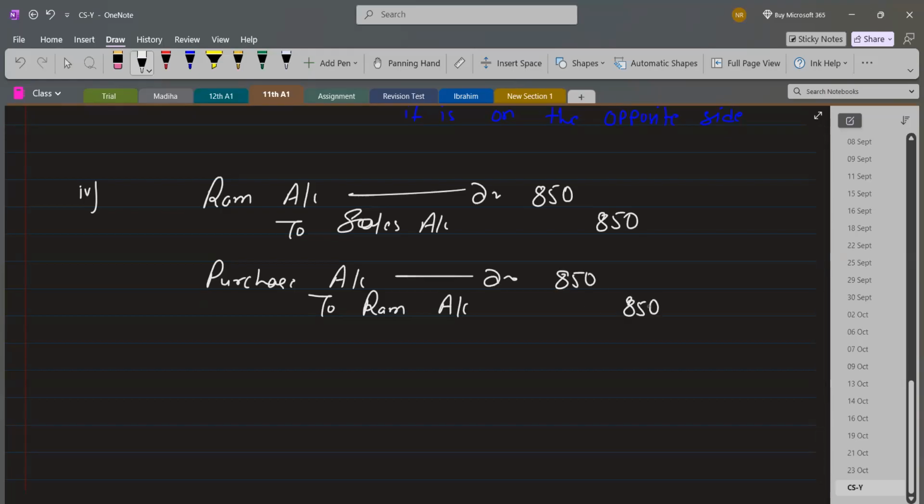Now tell me, is there any common item? Well, no, first of all, we have to reverse the entry. We cannot combine the correct and incorrect one. We have to reverse the incorrect one. So the reversal entry of the incorrect one will be Ram account debit to purchase account. Yes.